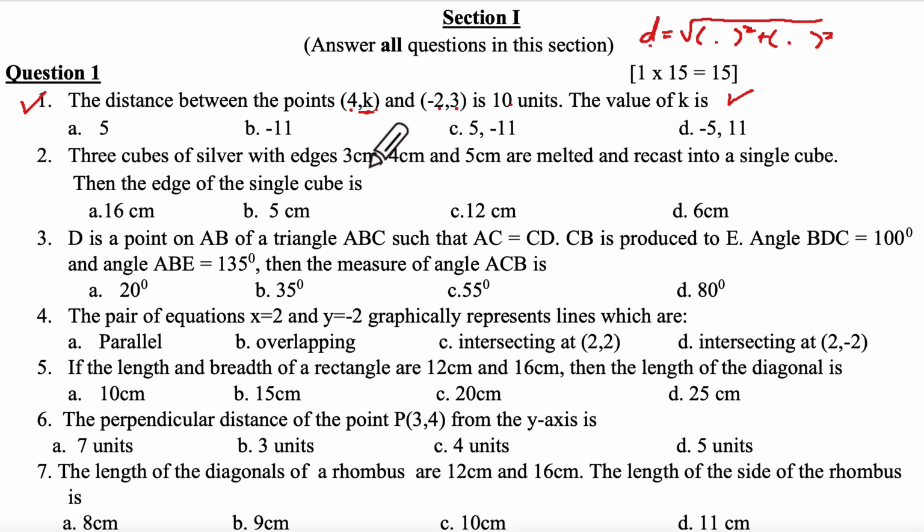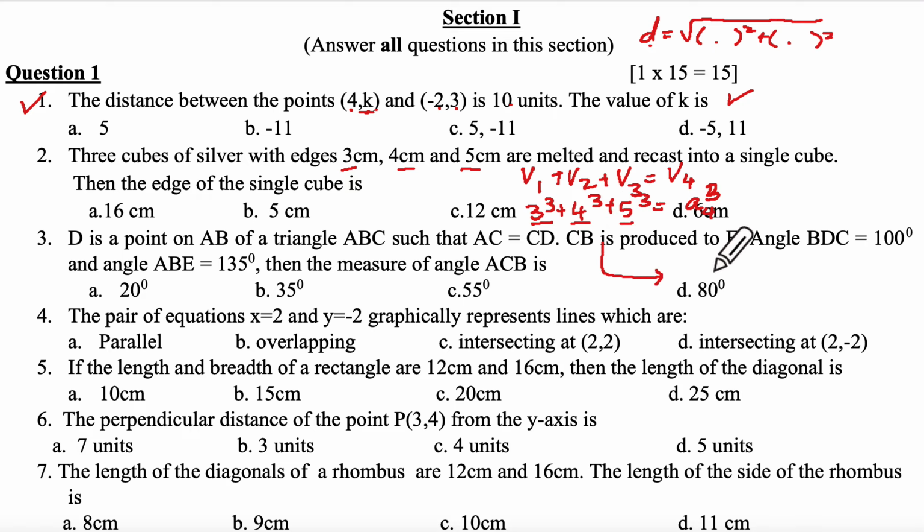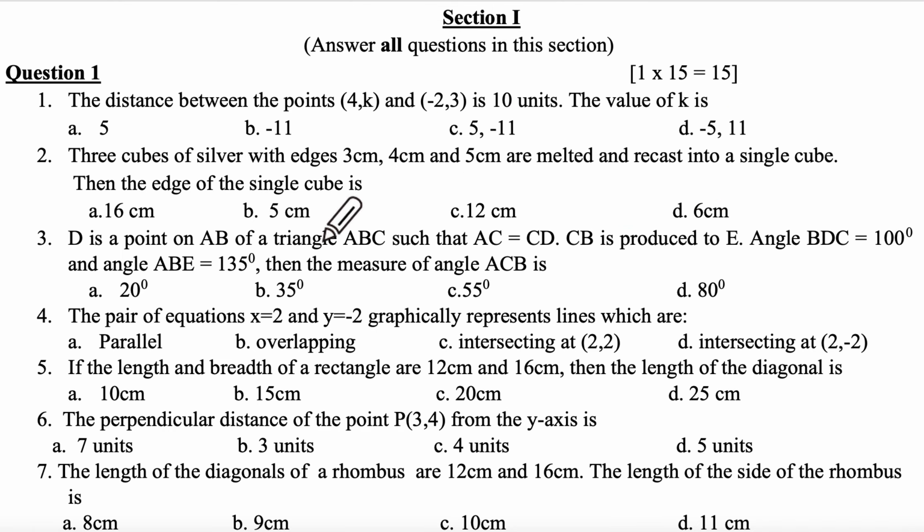3 cubes of silver with edges 3, 4, 5 are melted and recast into a single cube. So your V1 plus V2 plus V3 is going to be equal to V4. So this will be 3 cube plus 4 cube plus 5 cube equal to a to the power 3. Correct? You will add these cubes and then take the cube root of that. MCQ can be done. Can we go fast like this?